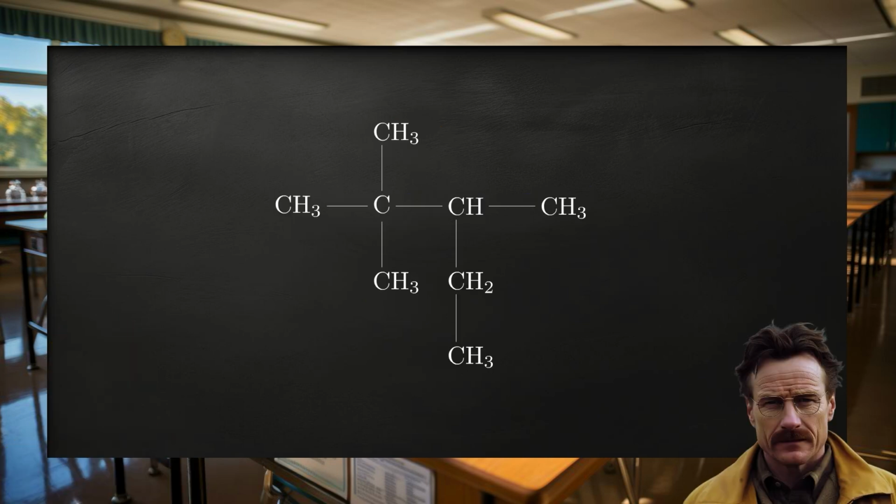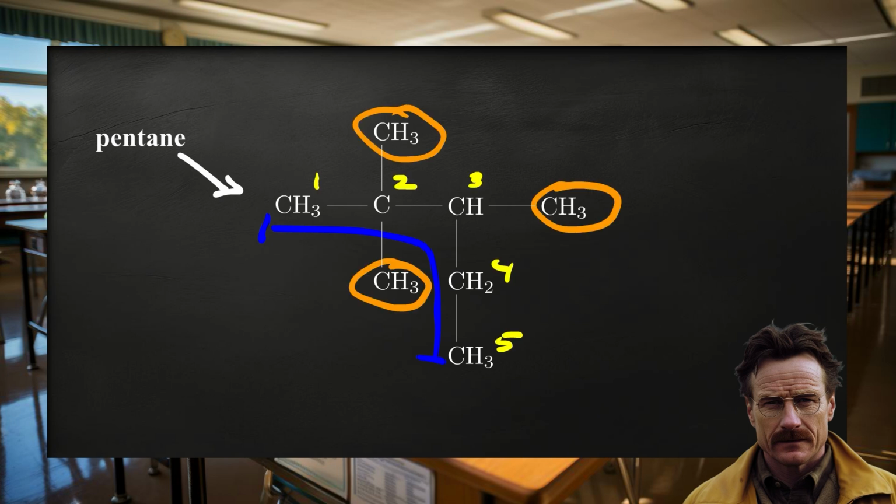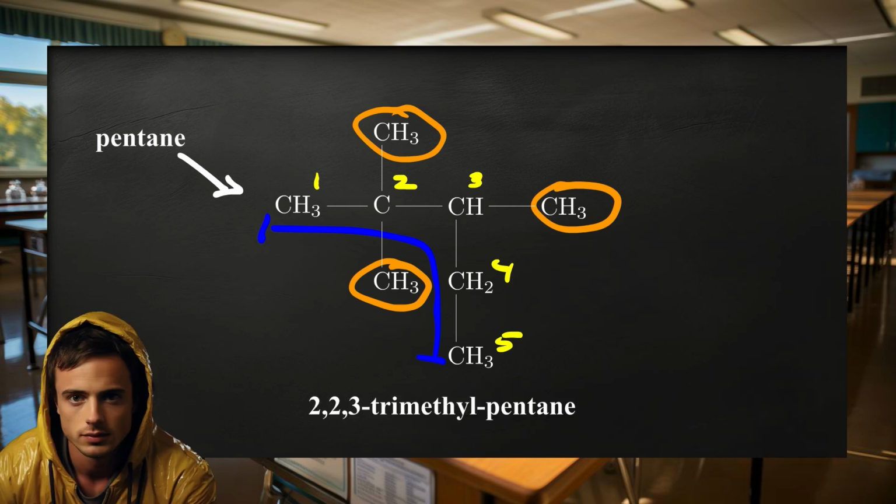Okay, Jesse, try this one. 2,2-dimethyl-3-ethylbutane, Mr. White? This one is a bit tricky because the longest chain is not obvious. The longest chain would follow this path. When you follow this path, you get 5 carbons, so the parent chain is pentane, not butane. So, if you follow the proper path, you have 3 methyl side chains. That makes this molecule 2,2,3-trimethylpentane.